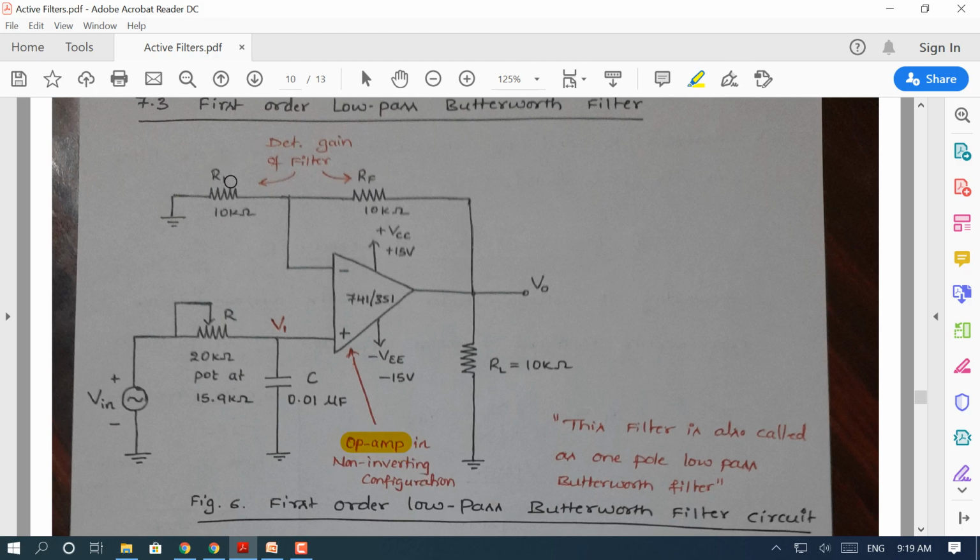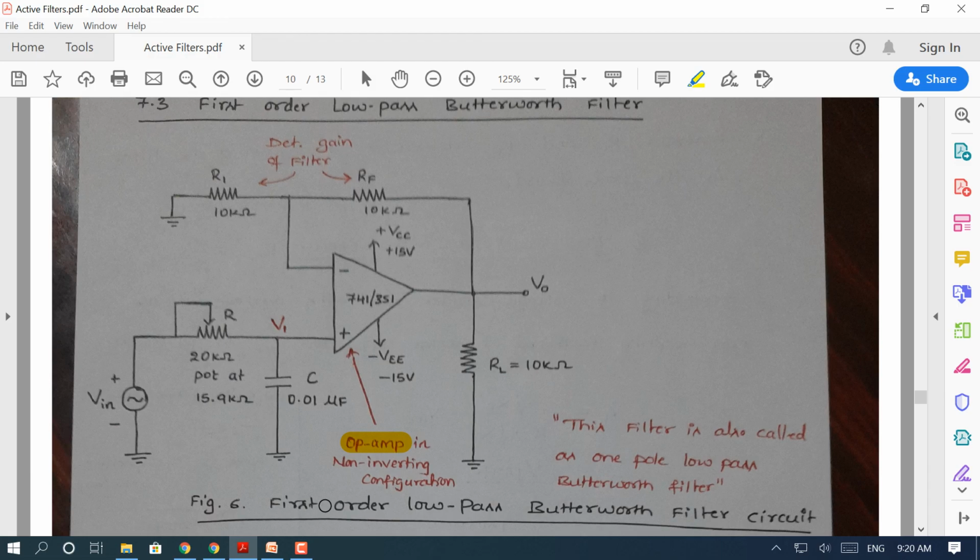RF and R1 resistors here determine the gain of the filter. In this example, we are using both of them as 10 kilo ohm. The op amp has its power supply, plus VCC as plus 15 volts and minus VEE as minus 15 volts. And we are using a potentiometer to control the frequency, for tuning the frequencies. These two, R and C elements, form the filter here. So along with R and C as passive elements and the op amp as the active element, that forms a filter here.